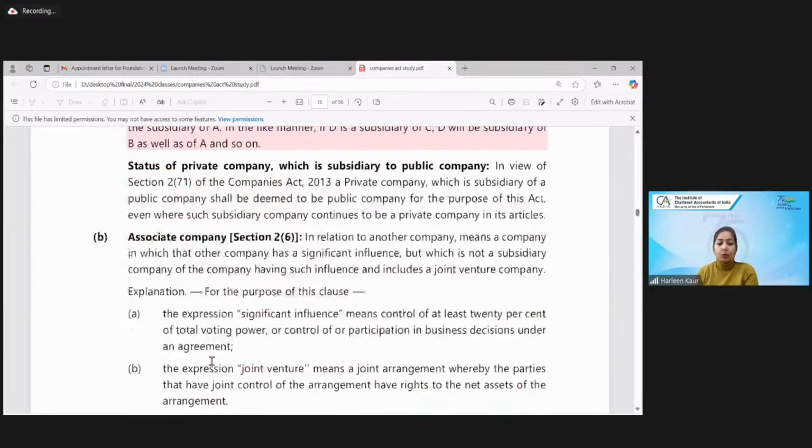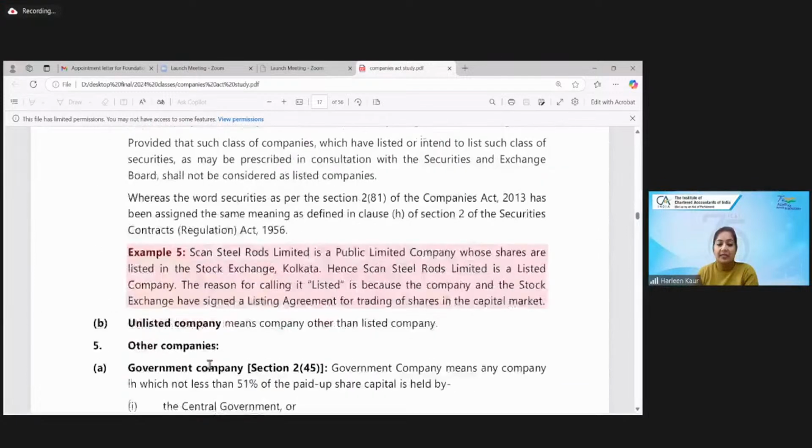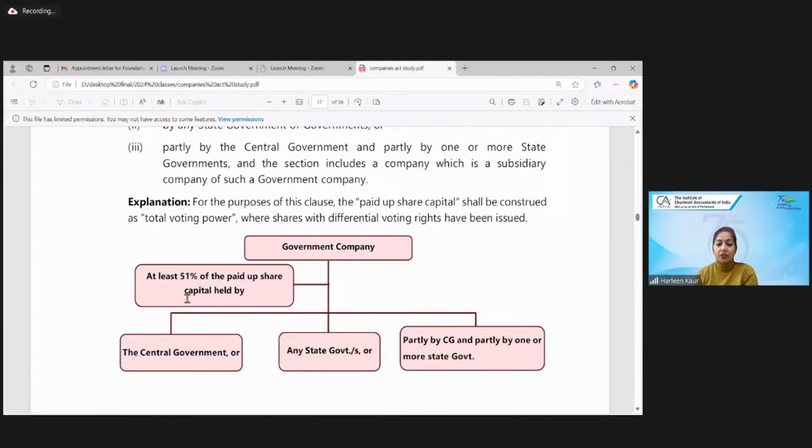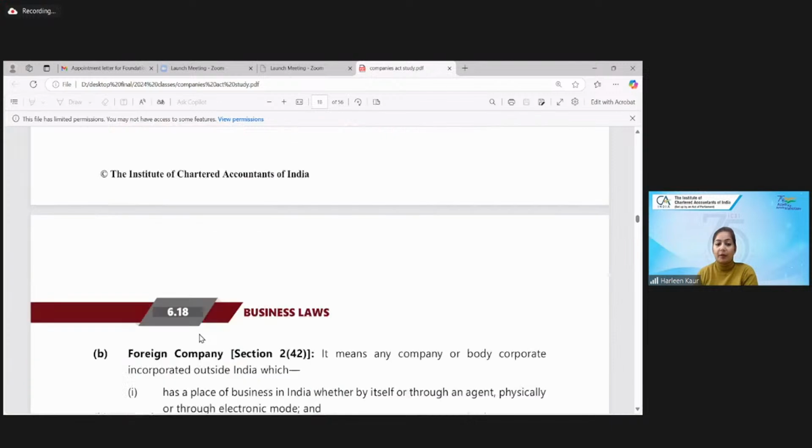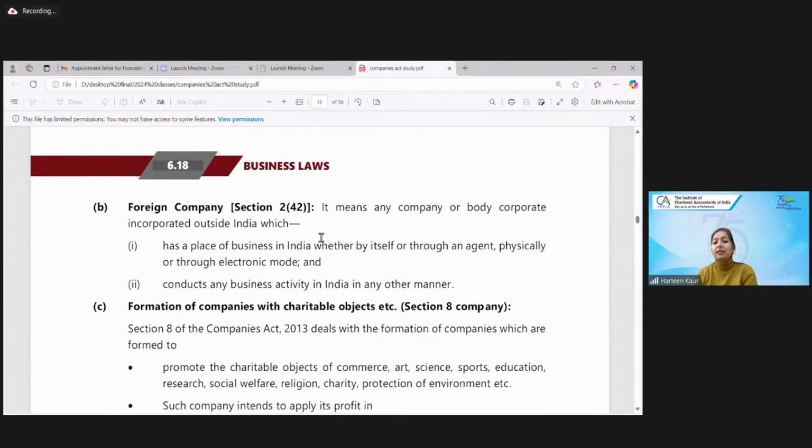Now let's quickly go through the foreign companies. Listed companies also we have done. These are your limits, 51% of the share capital for government company. Foreign company is a company or body corporate incorporated outside India and having a place of business in India. For foreign company, you have a detailed chapter in CA Intermediate where you discuss all the sections related to foreign company, and a very descriptive and detailed definition under section 2 clause 42 is a foreign company.